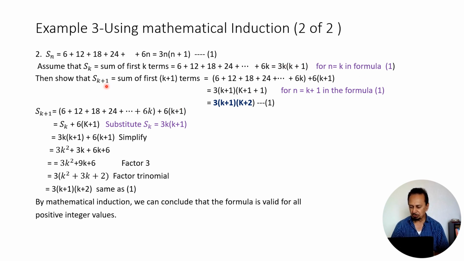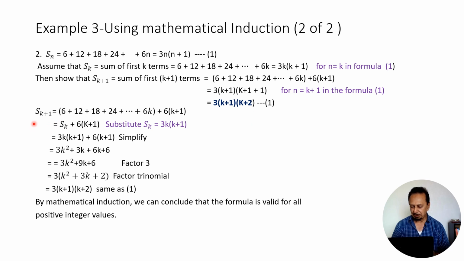And now we're going to show that S sub k plus 1, the sum of the first k plus 1 terms, 6 plus 12 plus 18 plus 24 plus up to 6k plus 6 times k plus 1, is equal to 3 times k plus 1 times k plus 1 plus 1, which is 3 times k plus 1 times k plus 2. So we're going to show this one. So we start with this one and try to get this one.